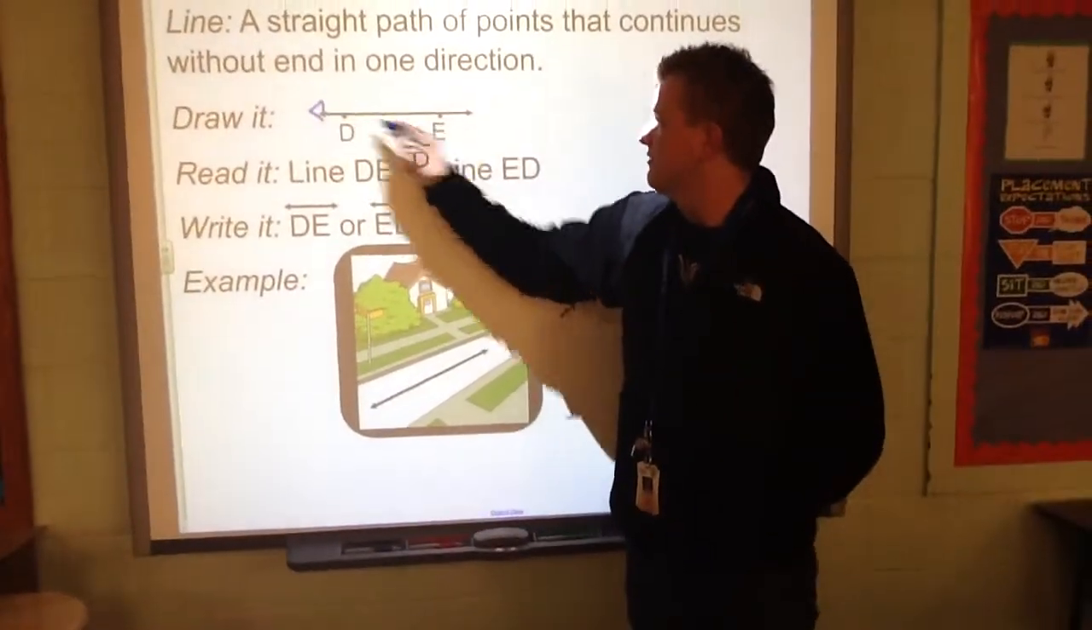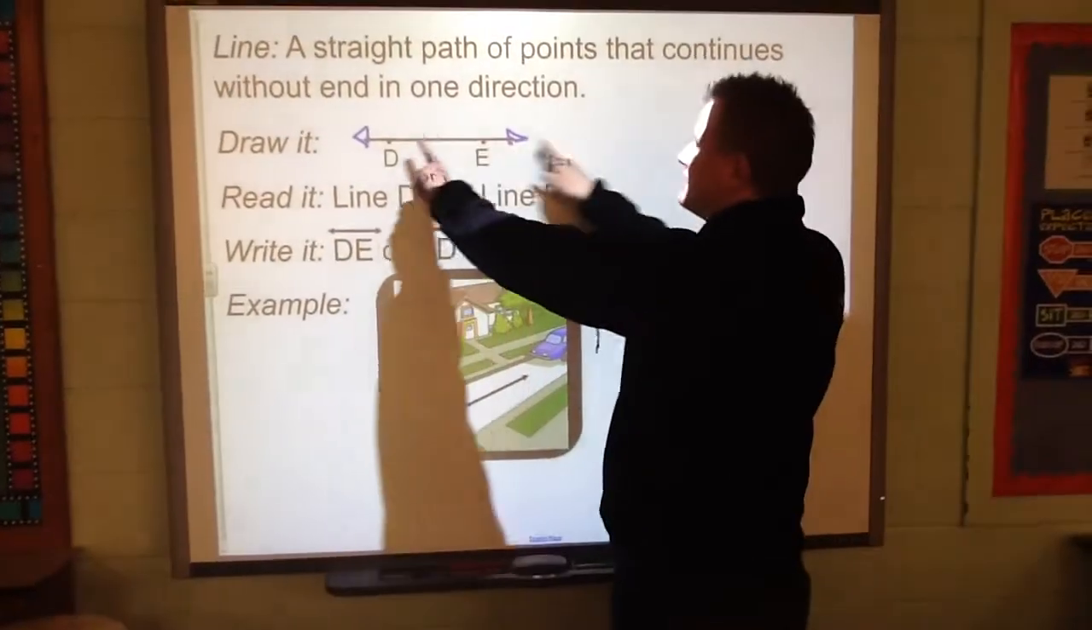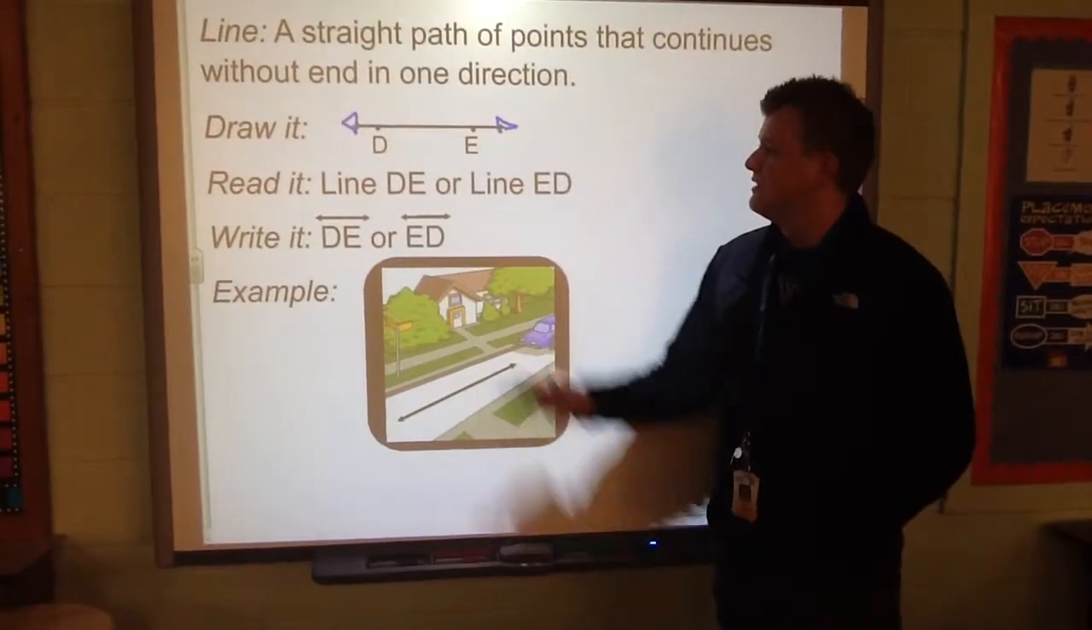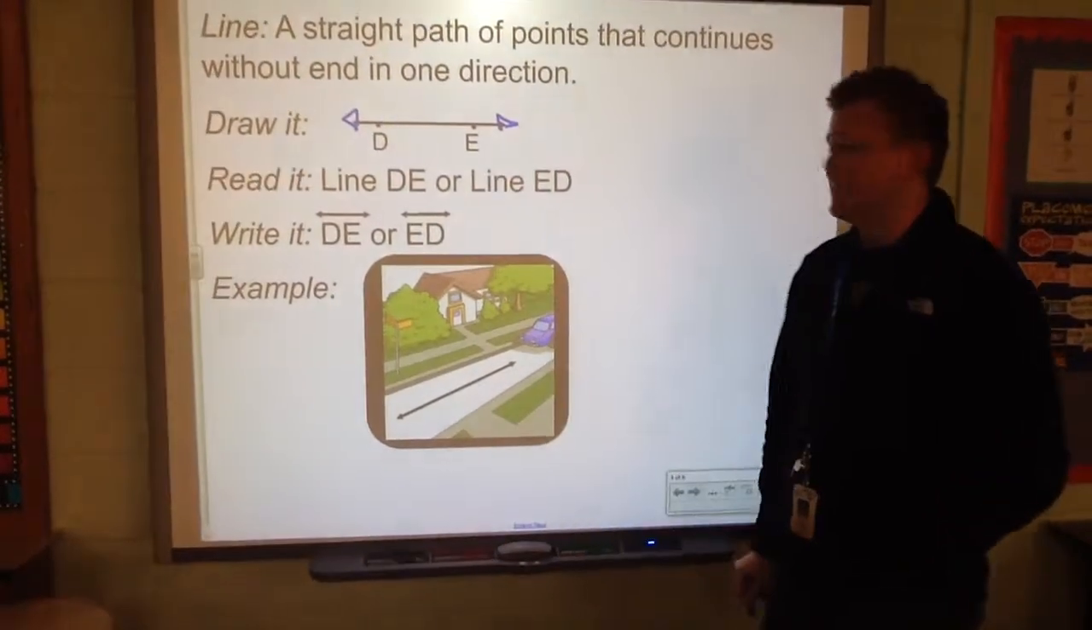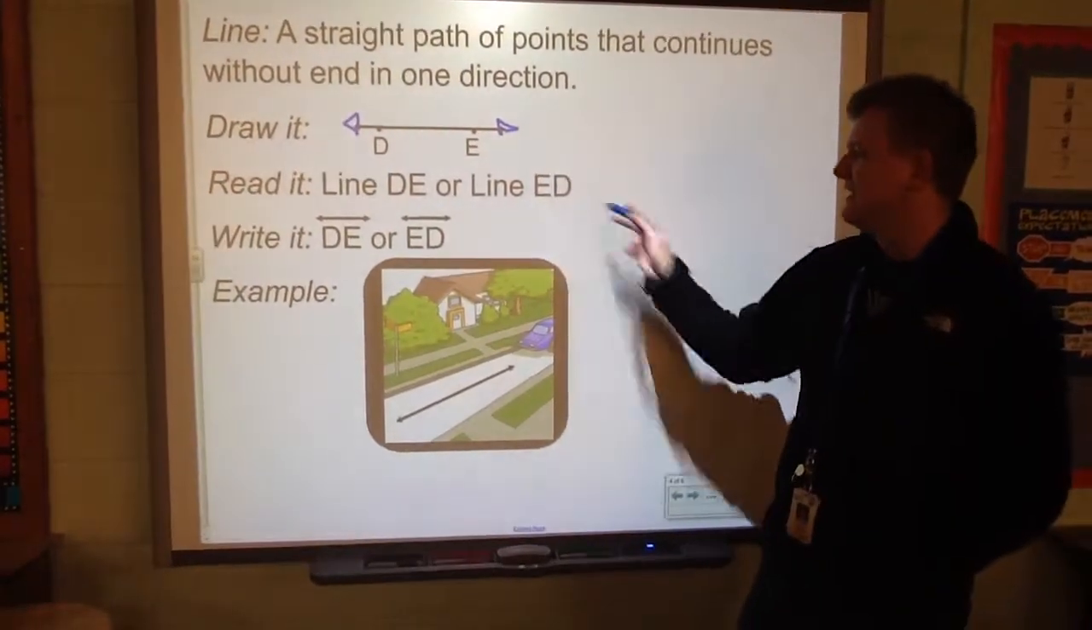If you can't see it, I'll make it even a little bit more obvious. This line has arrows in both directions, which means the line continues on in both directions. Okay? How you would read it, in this case, we have points D and E on the line. You would read it line DE or line ED.